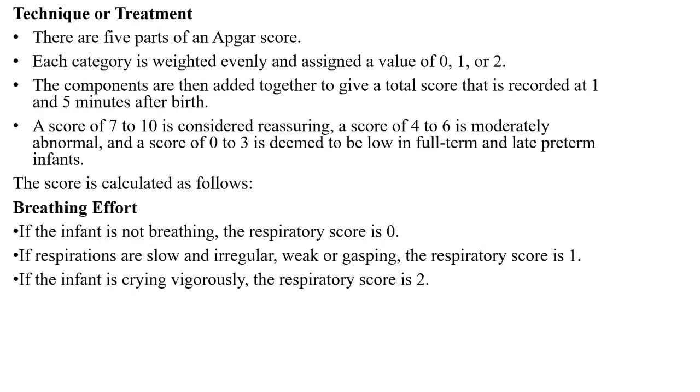Moving on, technique or treatment. So basically, there are 5 parts of an Apgar score. Each category is weighed evenly and assigned a value of 0, 1, or 2. The components are then added together to give a total score that is recorded at 1 and 5 minutes after birth. A score of 7 to 10 is considered reassuring. A score of 4 to 6 is moderately abnormal. And a score of 0 to 3 is deemed to be low in full term and late preterm infants. Okay. Then, how do we calculate the score?